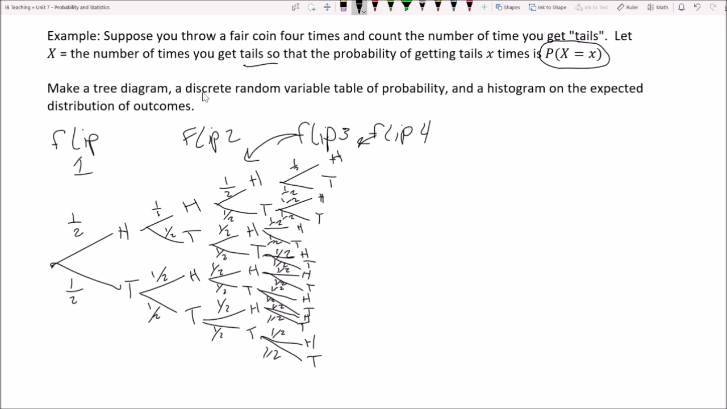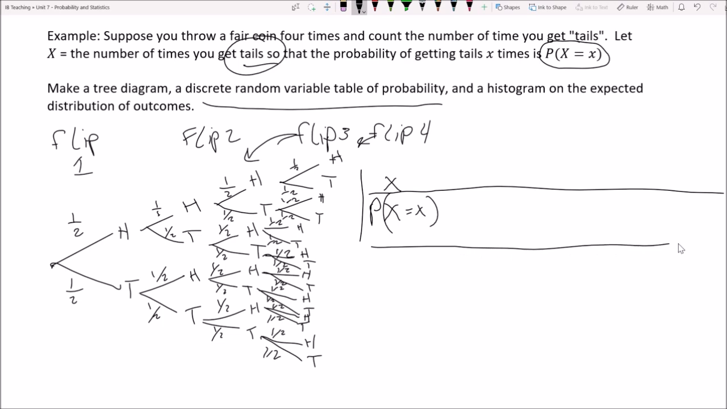What we're going to do now is make a discrete random variable table of those probabilities. Yes, there are 16 different ways to get different outcomes. However, what we need to remember is that the random variable here is the number of times we get tails. So what we're going to think about is how many different times can we get tails. The table's going to look like this. That's a capital X and a lowercase x.